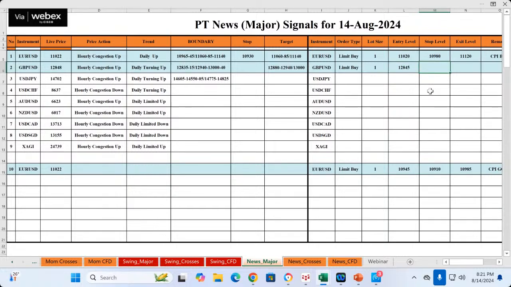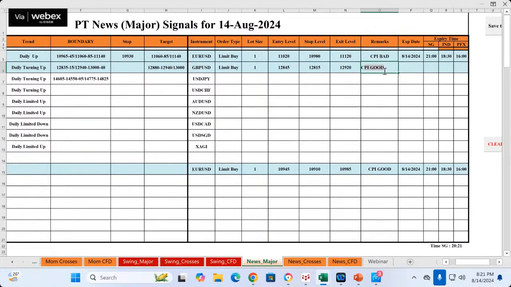Then my stop loss has to be 128.10 or 15, because the low is 20. So that means there's a 30 pips risk. And my exit is 129.20. Again, the remark we are looking at is CPI data to be bad. And expiry is similar, another one before 9 o'clock. So this is for the aggressive trader.